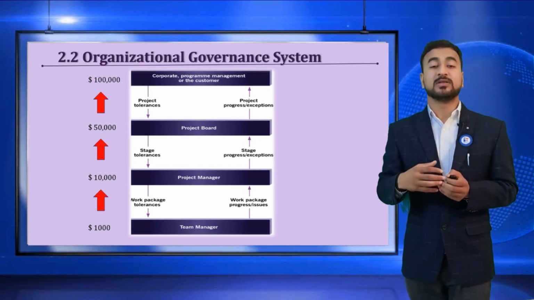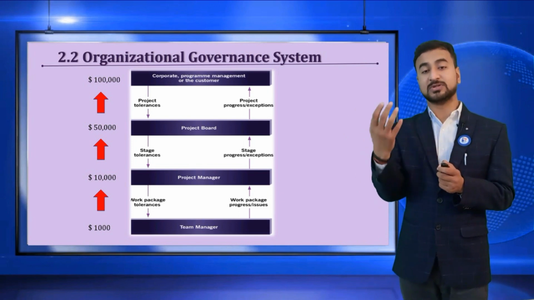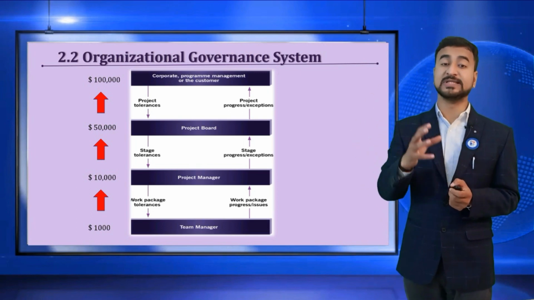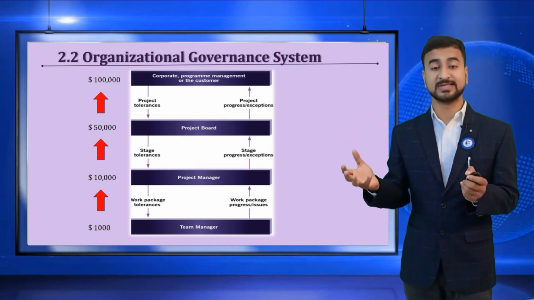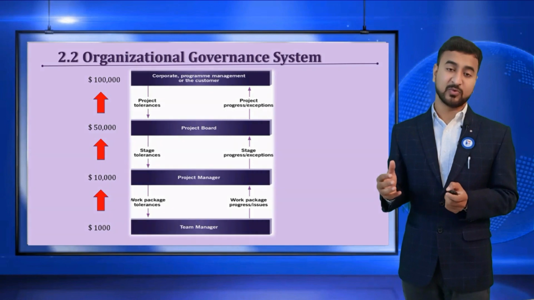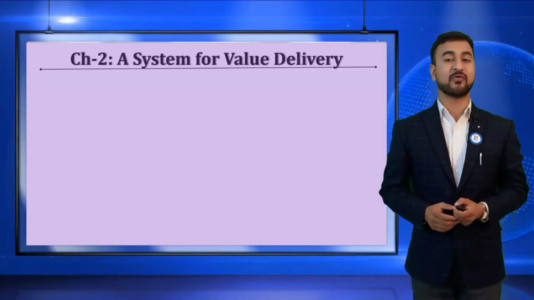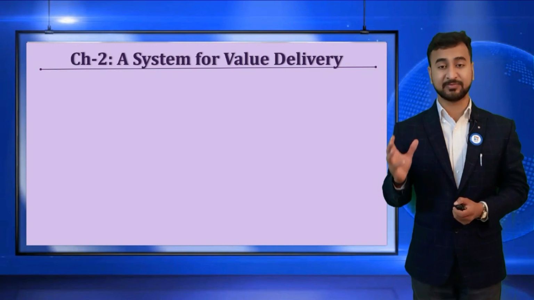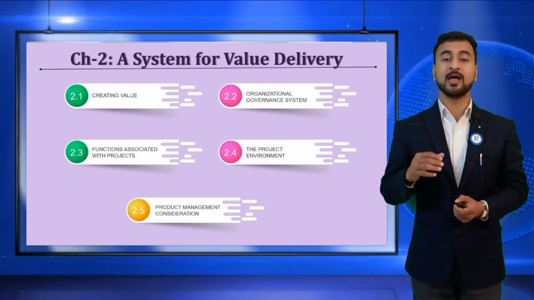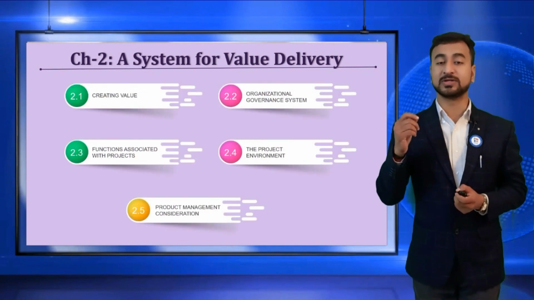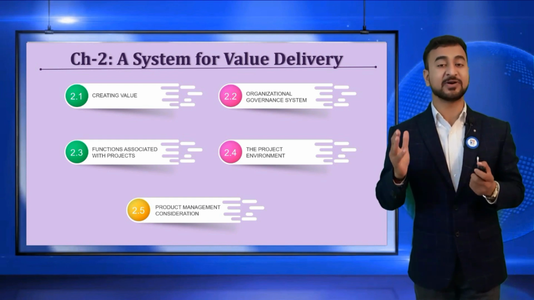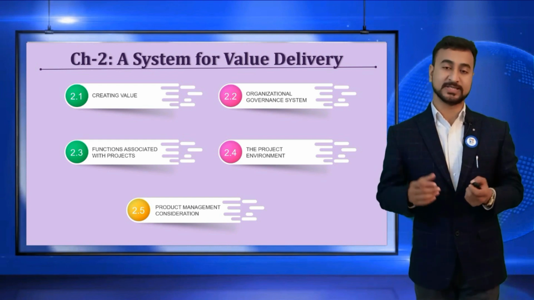So that is the whole idea about the PMBOK7, about this particular topic, that organization governance system, how we govern the particular project and program. So today we are discussing chapter 2, a system for value delivery. In that chapter 2, there are 5 sections. We are particularly discussing section 2.3, that is functions associated with projects.